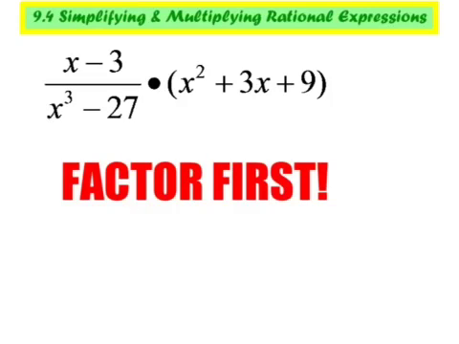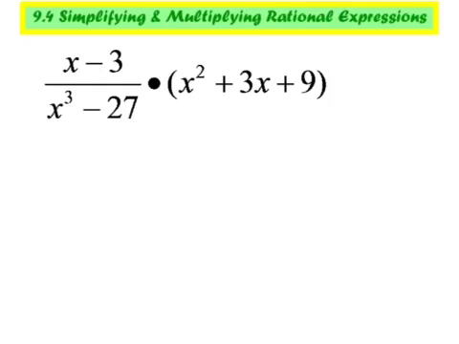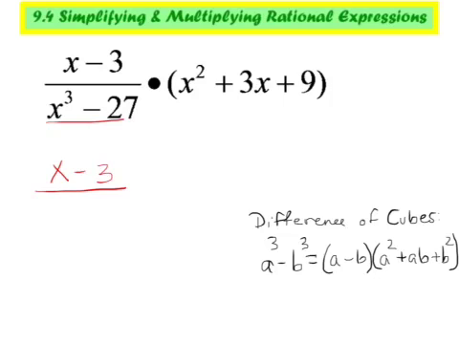And as one last example, let's see what it looks like when I don't have a fraction for one of my expressions. Again, I'm going to factor first. And when I do, x minus 3 will just stay the same. But then this bottom, this is a difference of cubes. And we want to remember that difference of cubes formula. So here's your difference of cubes formula that we're going to use to factor this bottom expression. I'm going to use x as a and 3 as my b. And when I do, I'll have x minus 3 times x squared plus 3x plus 9.